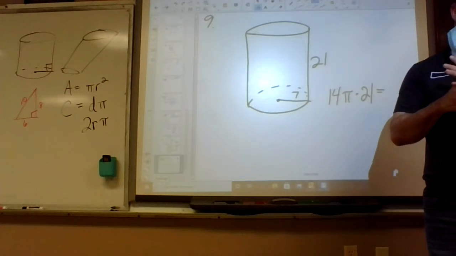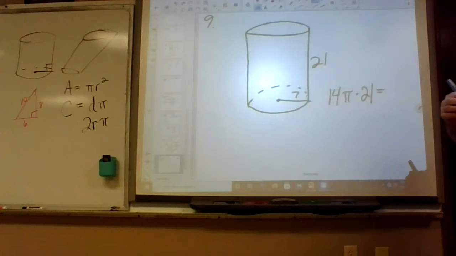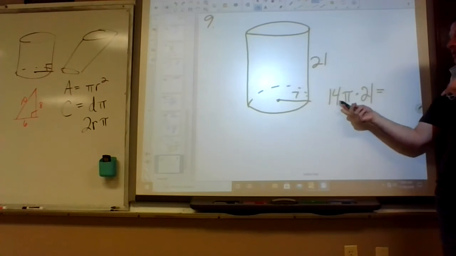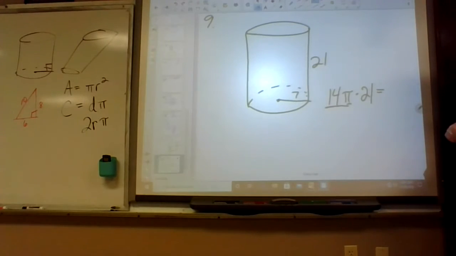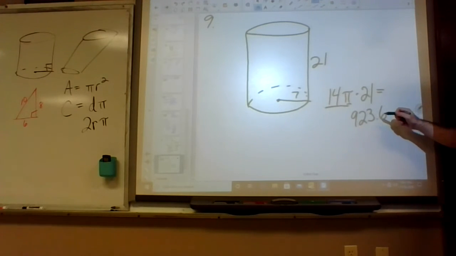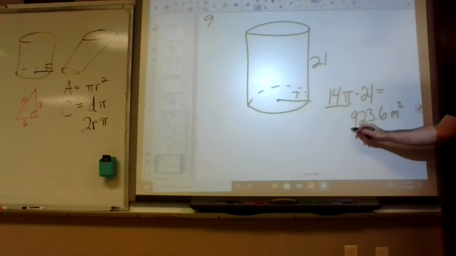What does that come out to? It comes out to 43.98, but do you want to round it up to 44? 14 times 21 is going to be over like 300. Oh, no. Well, okay, you just did this part. So we have to do that times 21. It should be, wait, hold on. 923.6. Yeah. Did they tell us feet or something? Meters. Okay, meters squared.